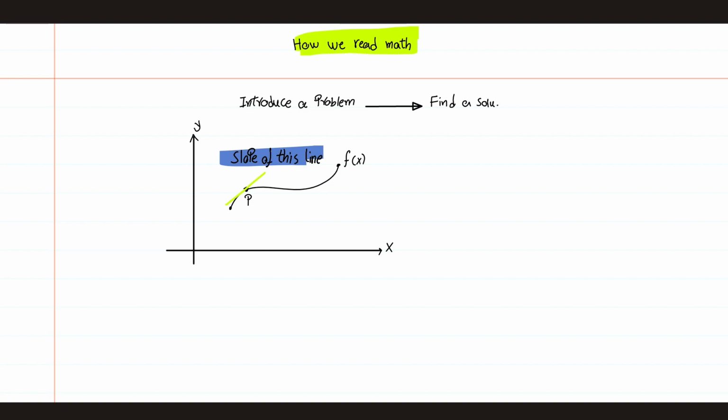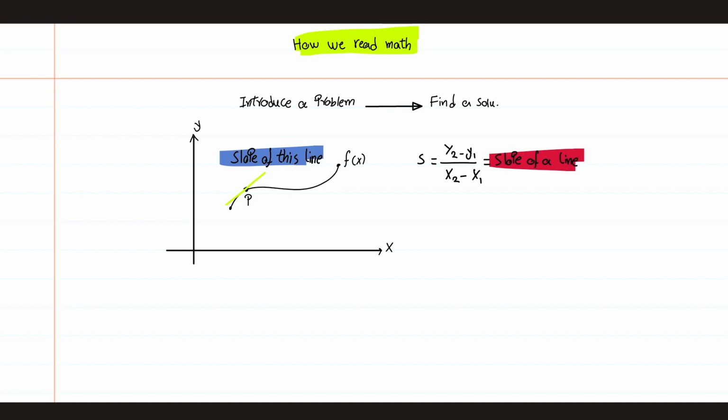What's the problem here? In this case, we want to find the slope of the line shown in the picture. Well, why is this a problem? Because to find the slope of a line, we use the rise over run formula. We use this formula here: s is equal to y2 minus y1 over x2 minus x1, and the slope is denoted by s. This is how we find the slope of a line.